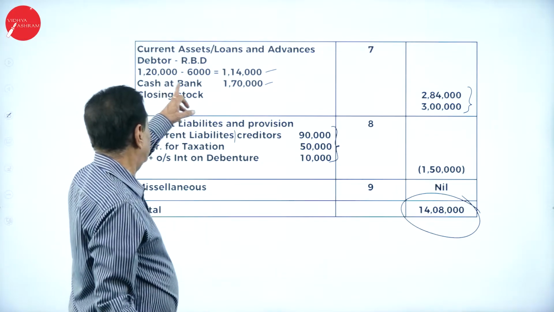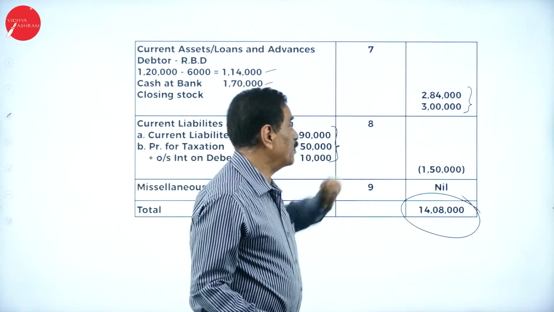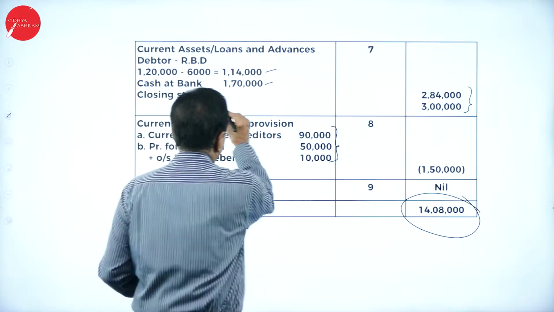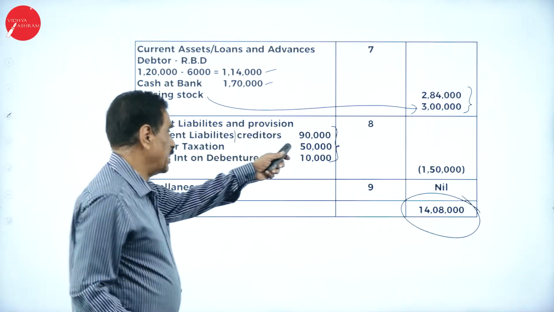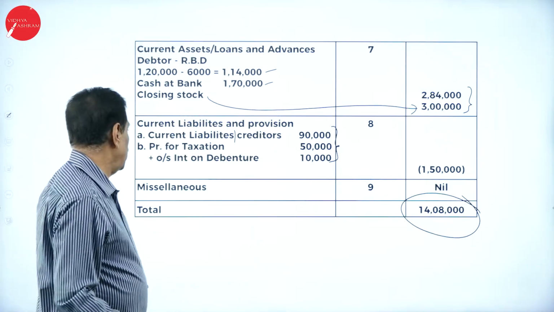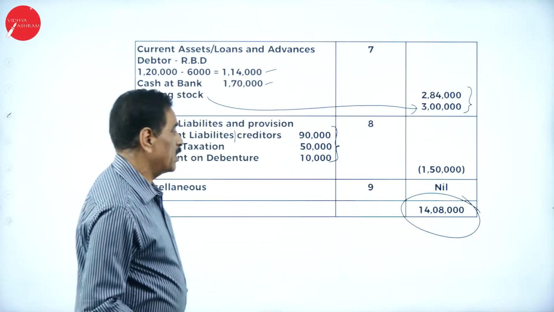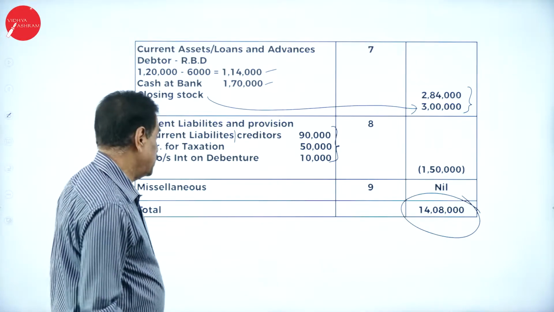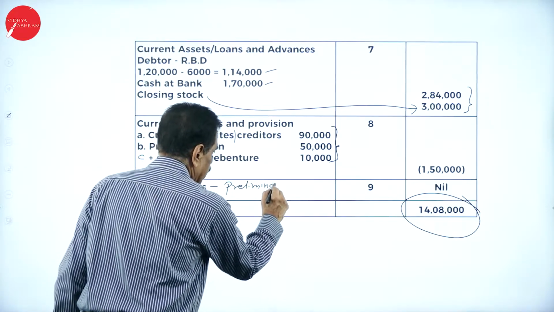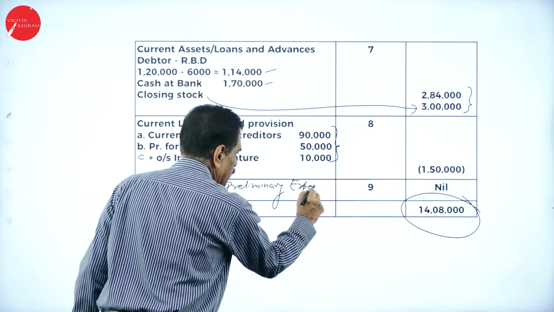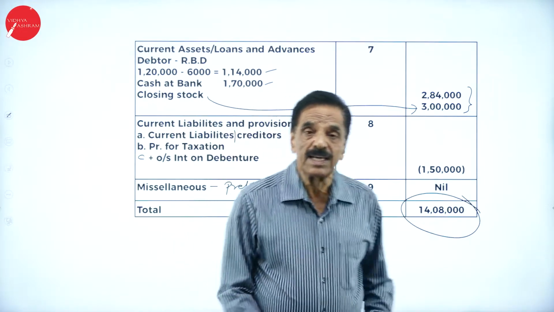Your debtors are 1 lakh 20,000 minus RBD, 1 lakh 14,000. Cash at bank 1 lakh 70,000. It will work out to 2 lakh 84,000. Closing stock, this is your closing stock, 3 lakh. Current liabilities and provision. Current liability creditors 90,000. Provision for taxation 50,000. Then you will see outstanding interest on debenture 10,000. It will work out to 1 lakh 50,000. Miscellaneous expenses. Generally we get preliminary expenses. There is no preliminary expense, nil. So totally it will tally for 14 lakh 8,000.